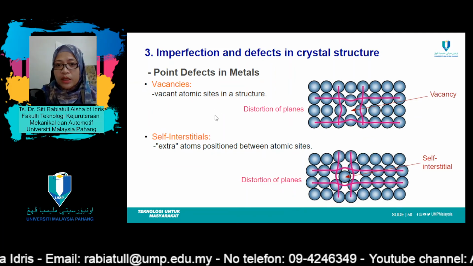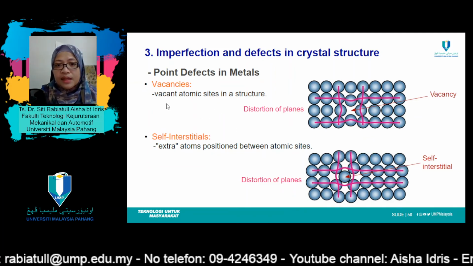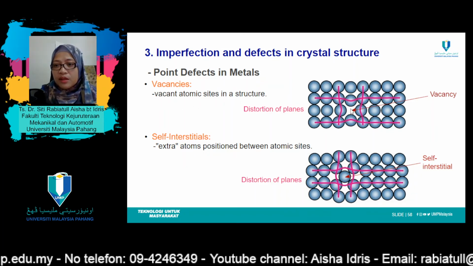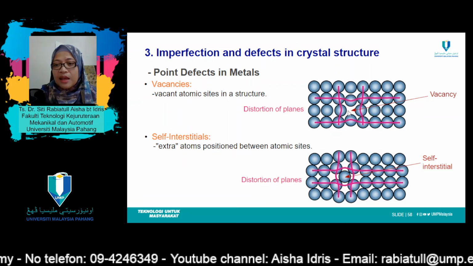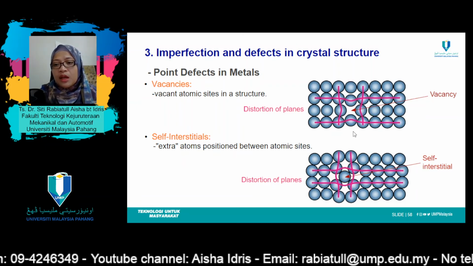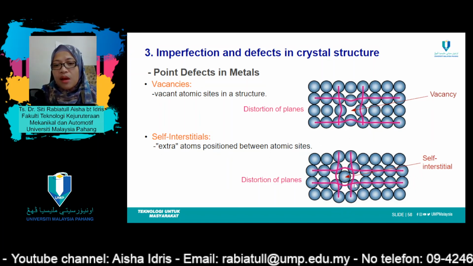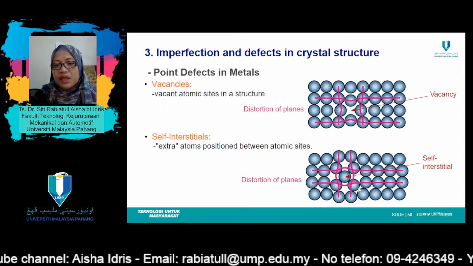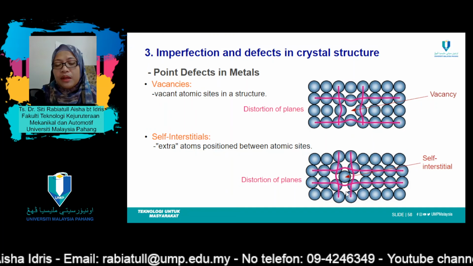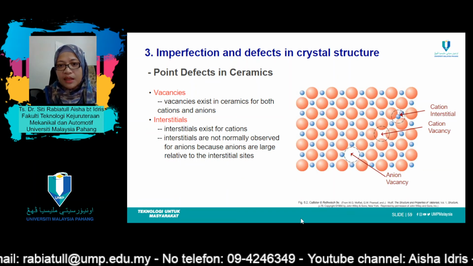This is what is meant by vacancies and interstitials. Vacancies are vacant atomic sites in a structure. So you can see there's a vacancy in that structure over here, with the plane being distorted. Meanwhile, for interstitial, you may find there's an extra atom positioned between atomic sites, with the plane being distorted.